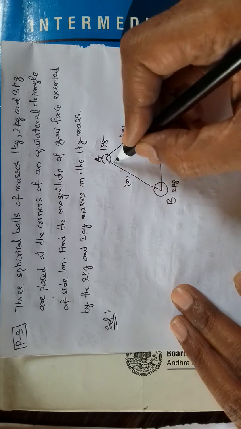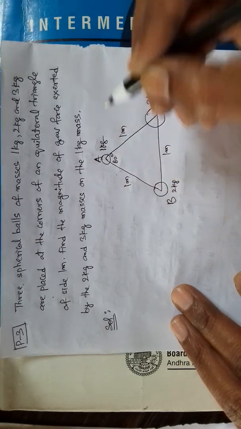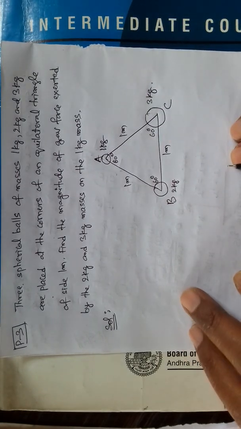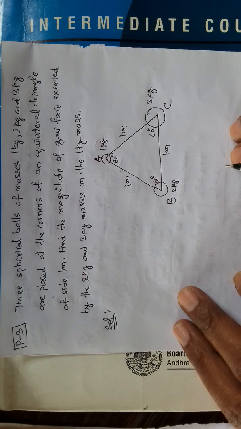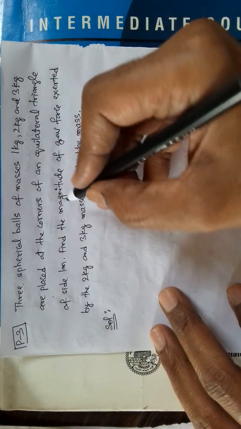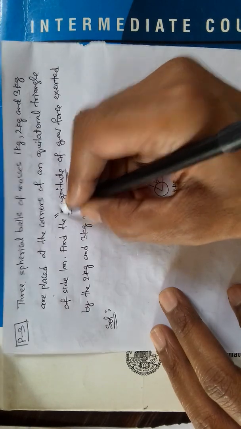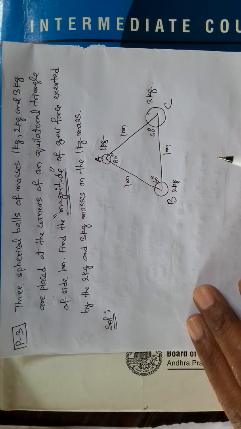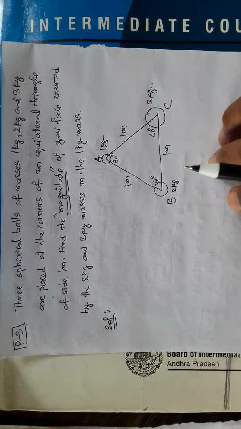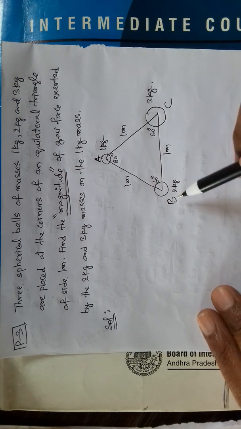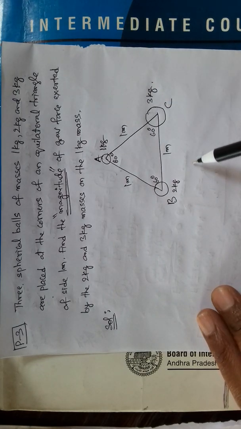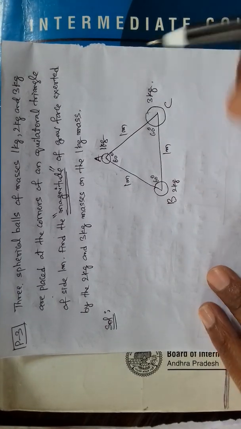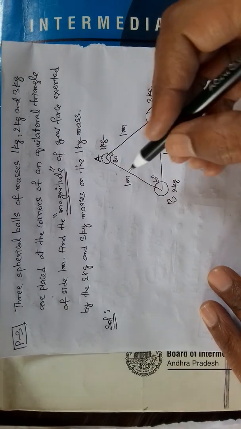And since this is an equilateral triangle, here 60 degrees, here 60 degrees, here 60 degrees. Find the magnitude, only magnitude is required. Find the magnitude of gravitational force exerted by the 2 kg and 3 kg masses on the 1 kg mass. Force on 1 kg mass is asked.